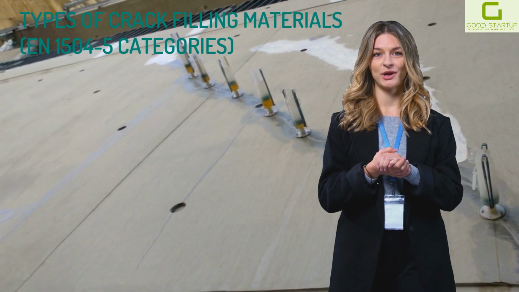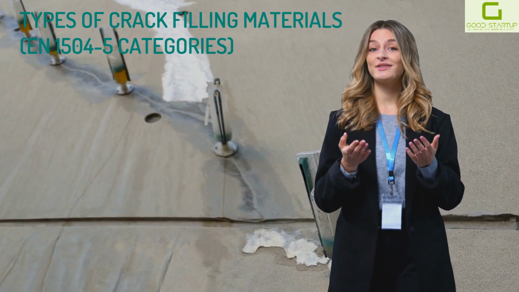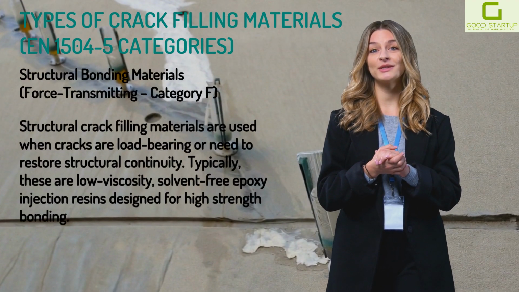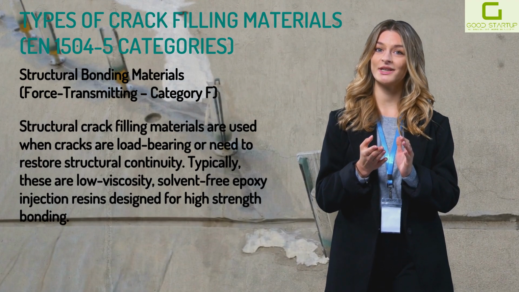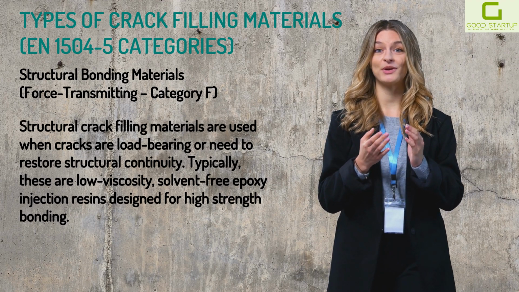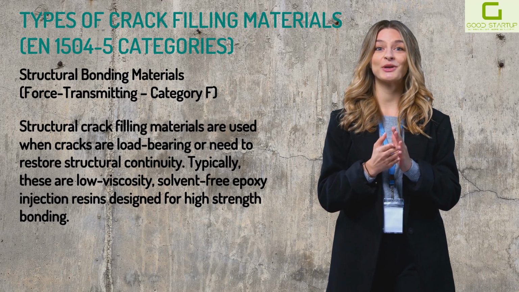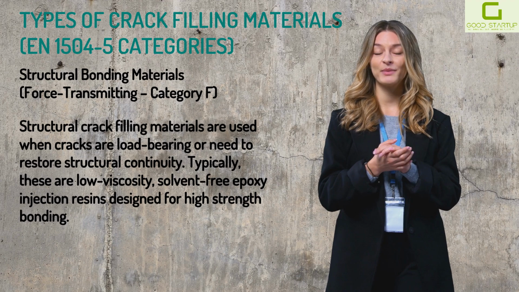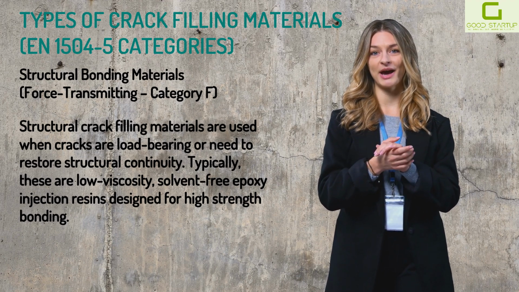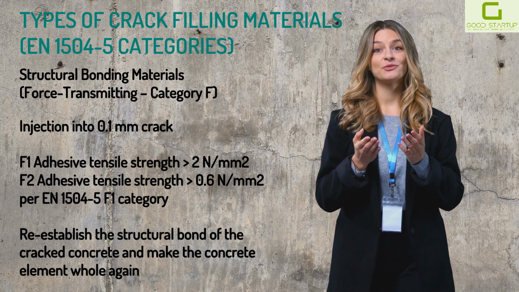Chapter: Types of Crack Filling Materials, EN 1504 Part 5 Categories. Structural bonding materials, force transmitting, Category F. Structural crack filling materials are used when cracks are load-bearing or need to restore structural continuity. Typically, these are low-viscosity, solvent-free epoxy injection resins designed for high-strength bonding. Their excellent flow allows injection into cracks as narrow as about 0.1 millimeters, penetrating the fine network of the crack.